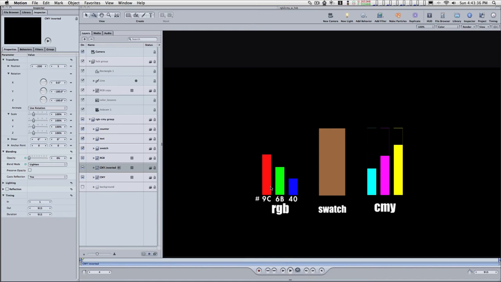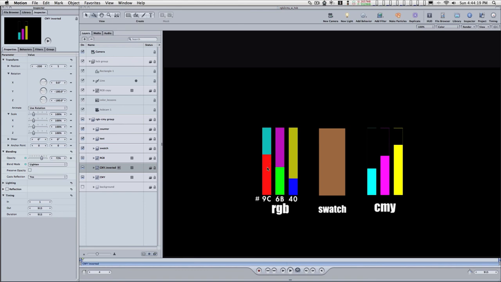CMY is the exact opposite. It's what you get if you subtract R, G, and B from white. So if you subtract red from white, you are left with this much cyan. You subtract green from white, you are left with this much magenta. And if you subtract blue from white, you are left with this much yellow. CMY is also referred to as a subtractive color model.